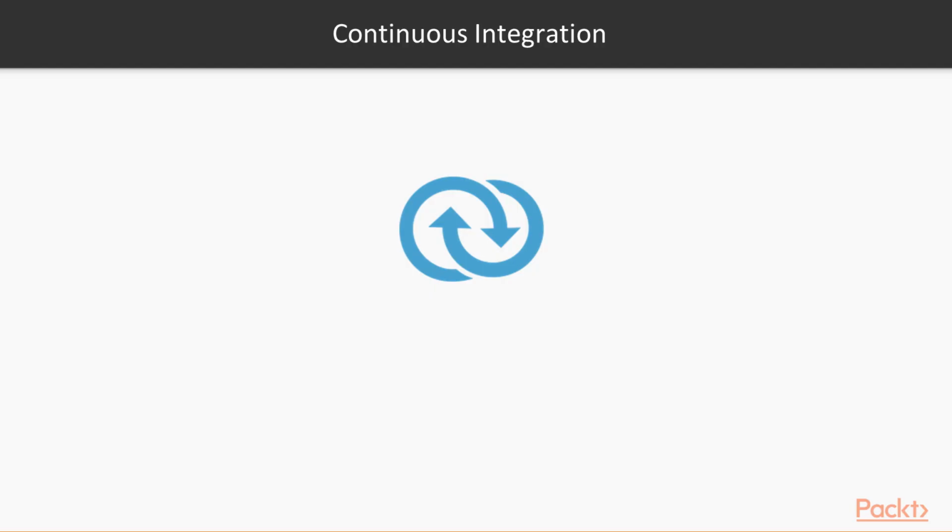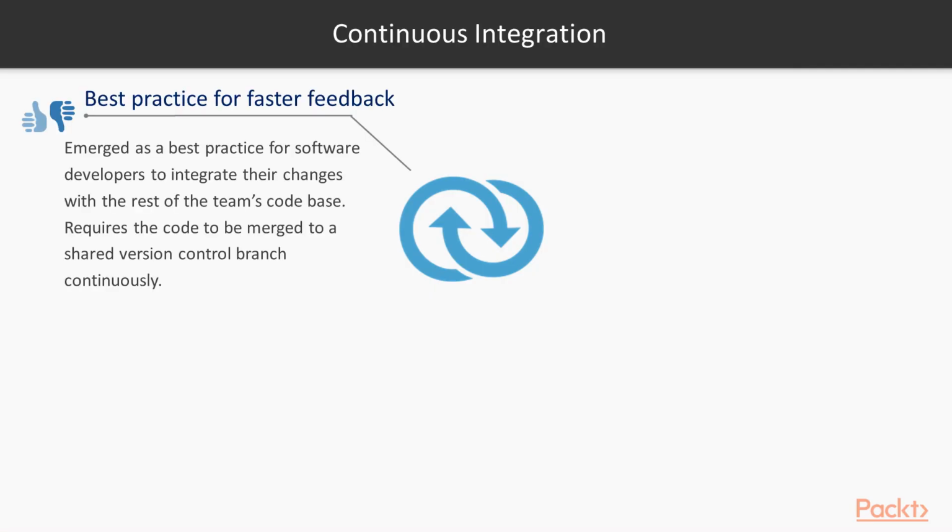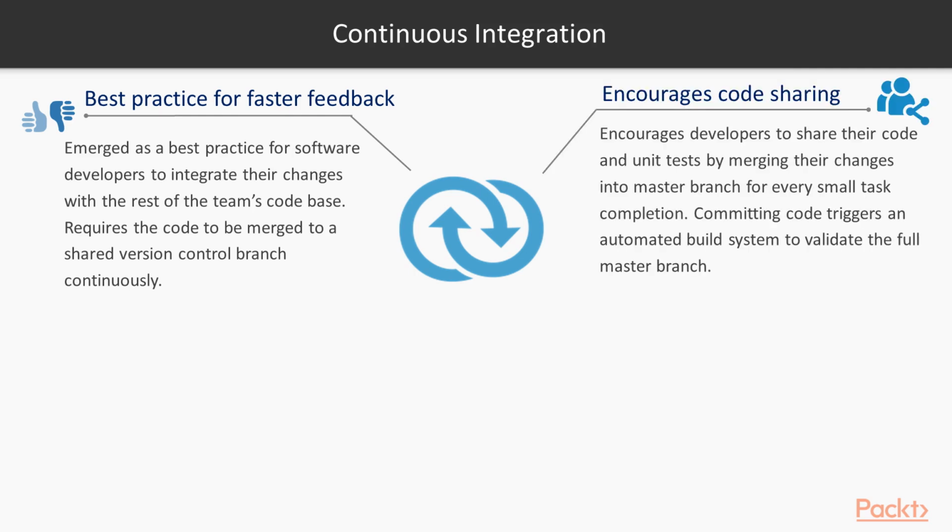delivery. Continuous integration emerged as a best practice for software developers to integrate their code changes with the rest of the team's code base. CI requires the development team's code to merge to a shared version control continuously to avoid the problems of merge conflicts, hard to find bugs, diverging code strategies, and duplicating efforts. Continuous integration encourages developers to share their code and unit tests by merging their changes into a shared version control repository after every small task completion.